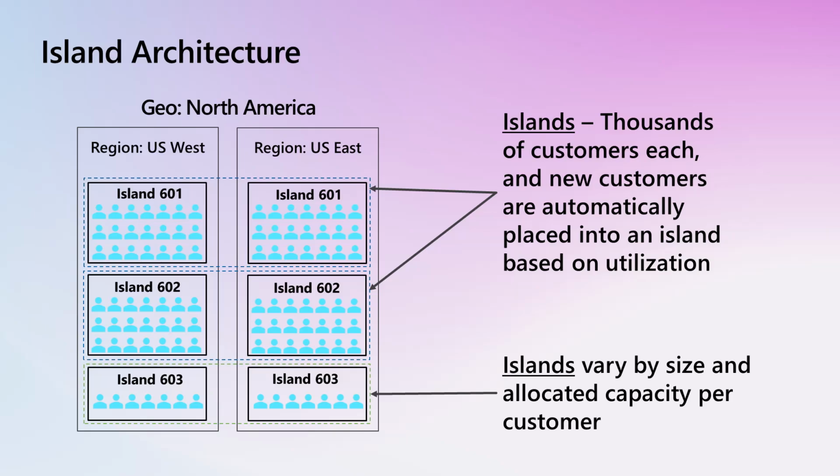Let's say you have an environment called My Environment in North America, and if it's hosted on Island 601, this means all components such as Dataverse, Power Apps, Power Automate, and more for this environment will be supported by services running in Island 601. Each island supports thousands of customer environments, and customer environments are automatically provisioned into an island based on the expected size of the environment and the capacity utilization on each island. This is done by the services that are running on the management plane that we discussed a few minutes ago.